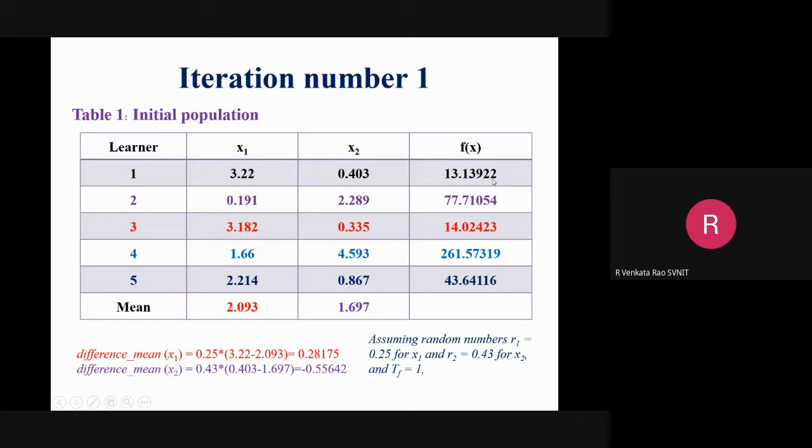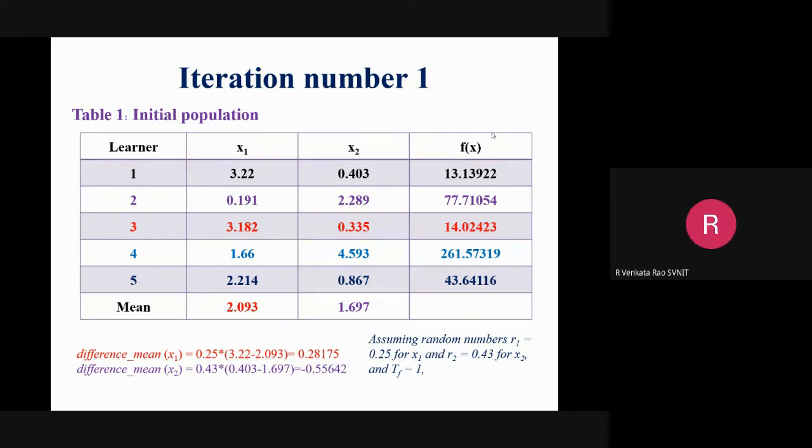Aparna, what is the best value here? Best f(x)? 13.13922. So 13.13922 is the best value. This is a minimization problem; that is why we have taken the minimum value. But if it is a maximization problem, then which value do we take, Aparna? If it is a maximization problem?